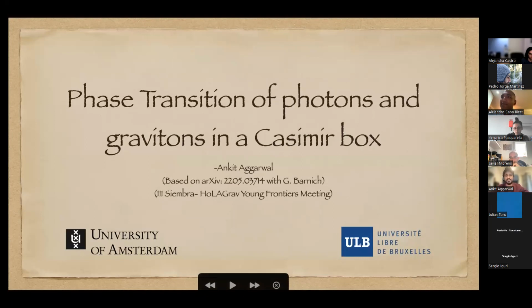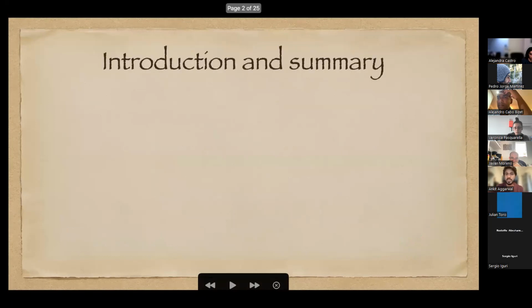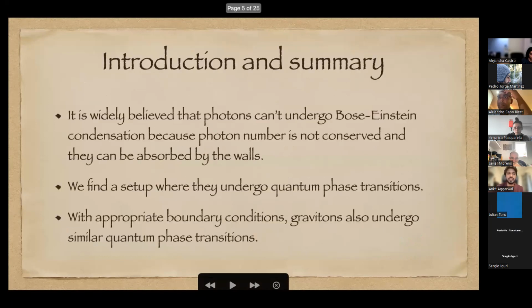Please, Ankit. Hello, everyone. Today I'm going to talk about something that I finished recently with Glenn Barnaby. The topic is phase transitions of photons and gravitons in a Casimir box. Can you go to the next slide? And just go to the end of the slide. Thanks. So here's the introduction and the punchline.